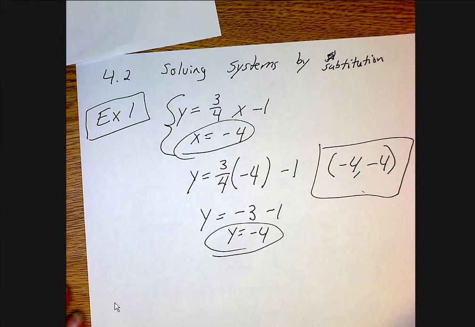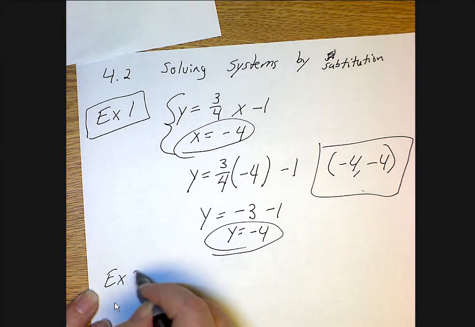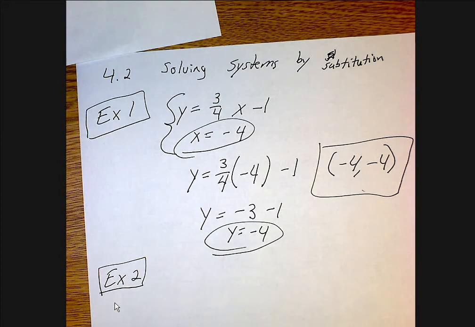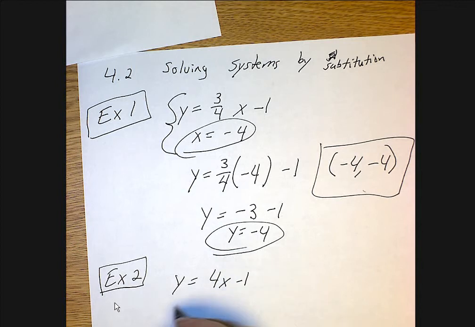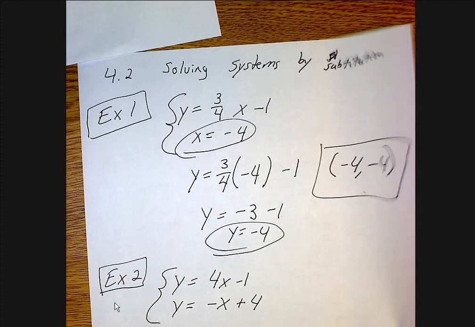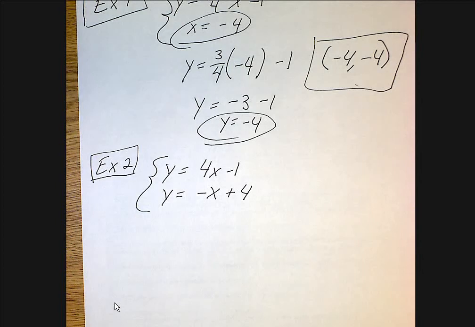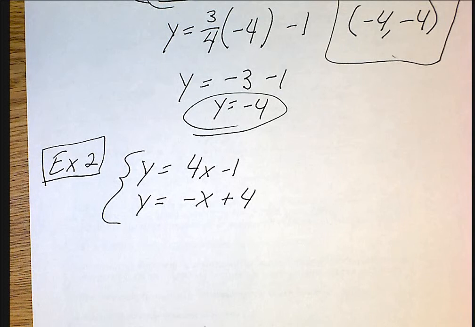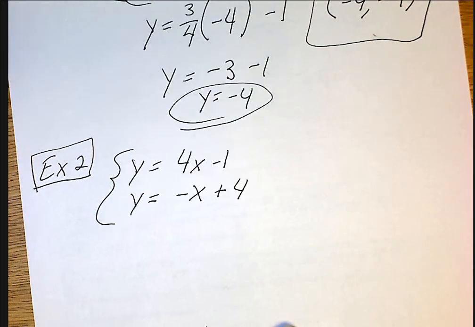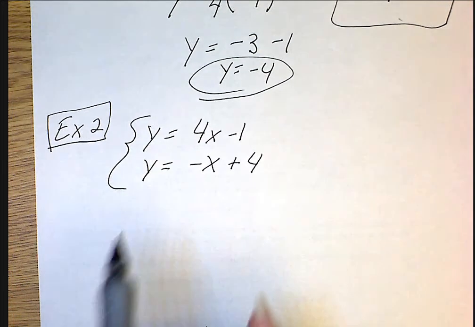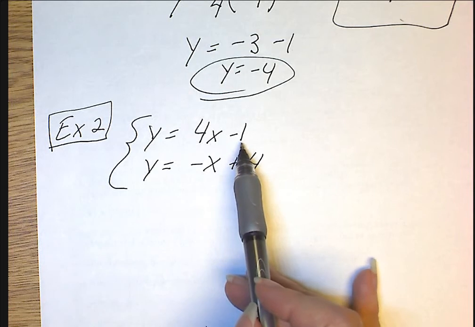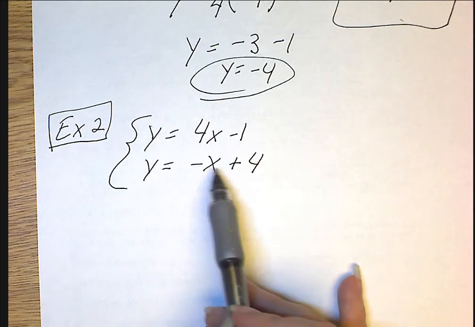All right, example 2. Y equals 4x minus 1 and y equals -x plus 4. We're solving the system by substitution, sorry. So y equals 4x minus 1 and y equals -x plus 4.